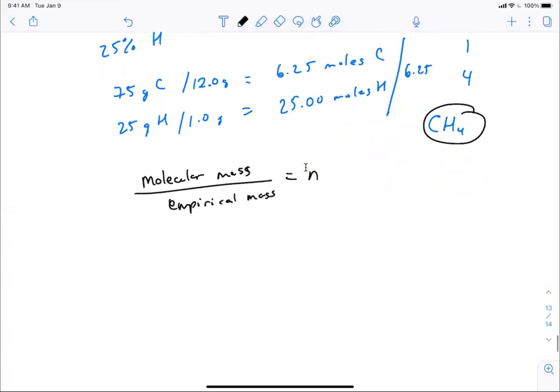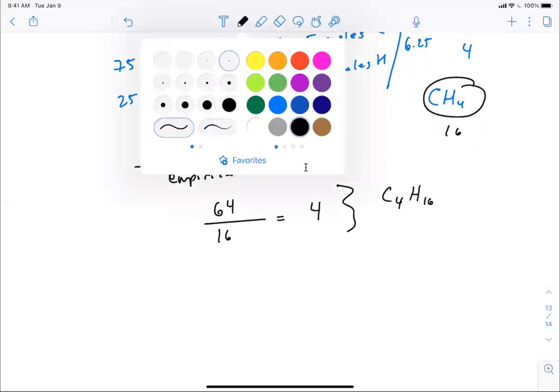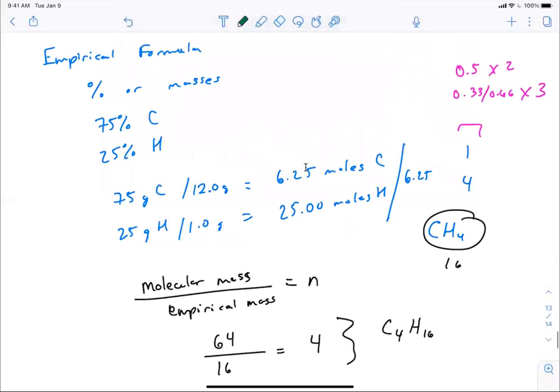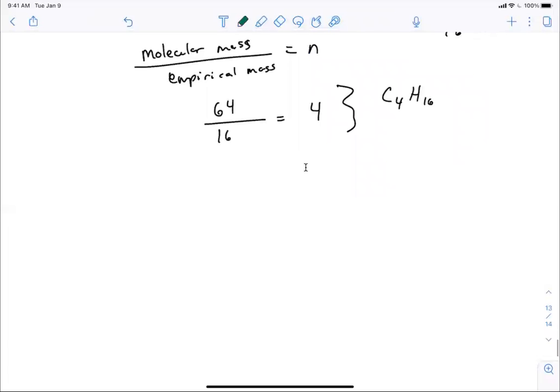So let's say the molecular mass is 64 and the empirical formula weighs 16. That means N equals 4. So the molecular formula would be C4H16. Now that's not a real molecule, but you get the point. You multiply the subscripts by that value, which is the ratio between the two masses. Questions? Okay.